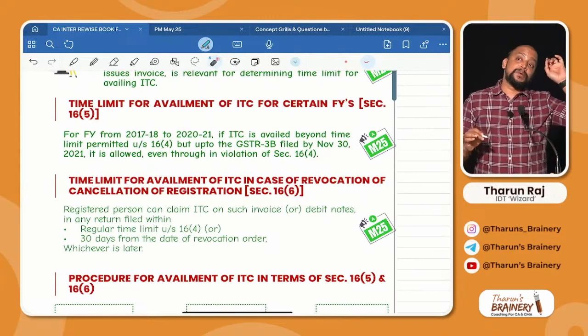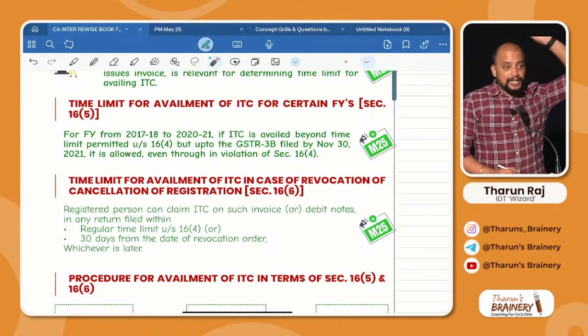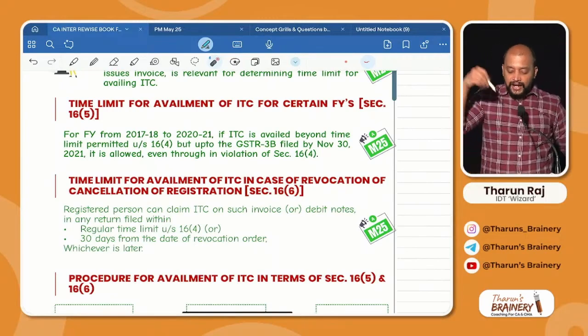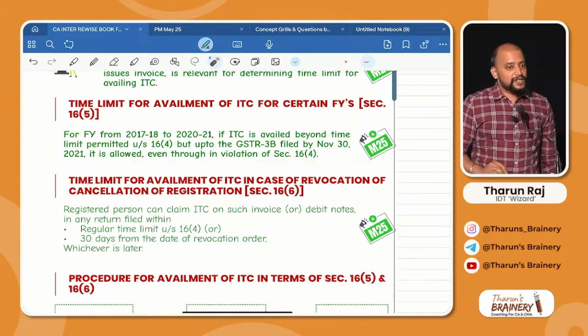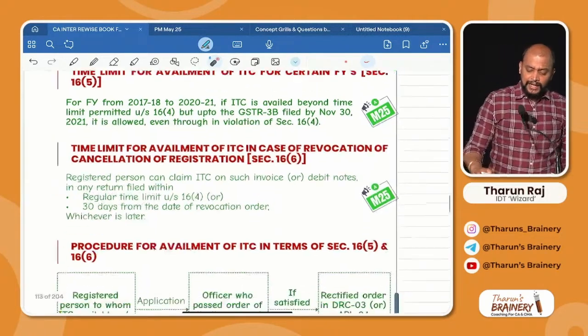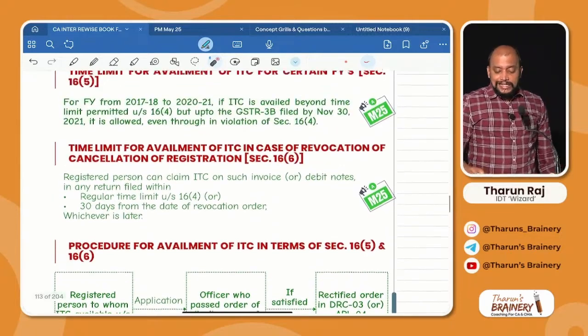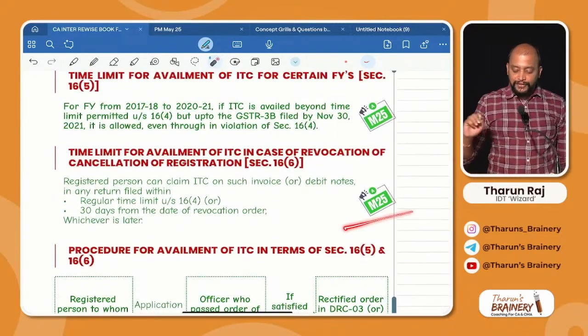But what is the time limit by which they should have taken ITC at that time itself? November 30, 2021, but it would have been rejected by the department, and now they are allowed to take it, even though it is in violation of 16(4). Then the next one, section 16(6). What does 16(6) say? This is also a Finance Act 2024 amendment, effective from May 25.